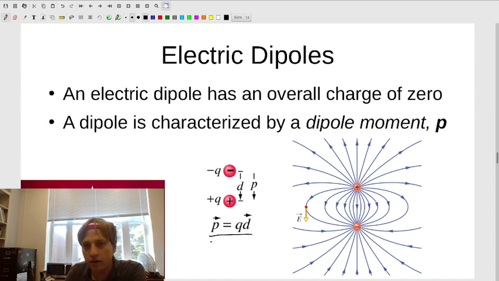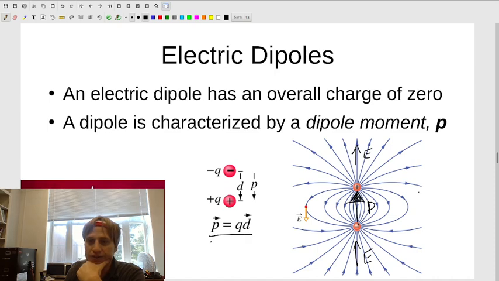Okay, now a strange thing about this type of field is that it's pointing in different directions at different areas. So here, I'll draw my P pointing this way. There's my P. If I'm up above the dipole, the E is going to be pointing this way. If I'm down below the dipole, the E is going to be pointing this way.